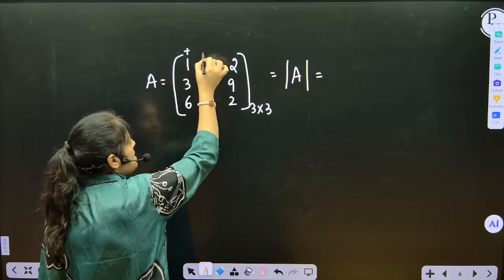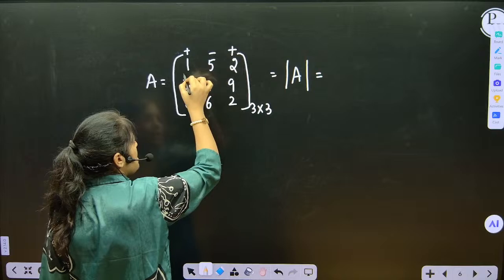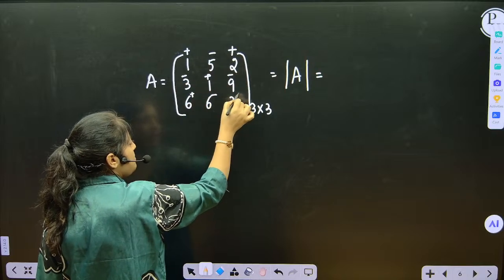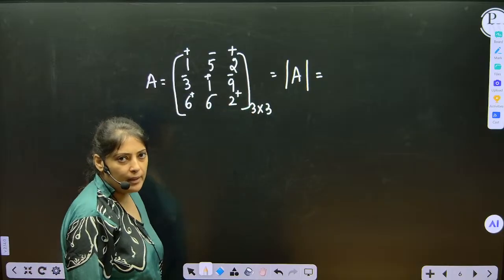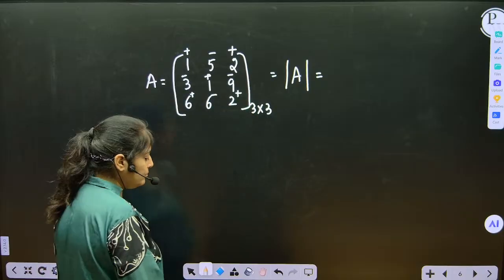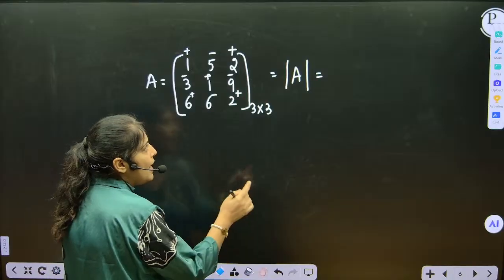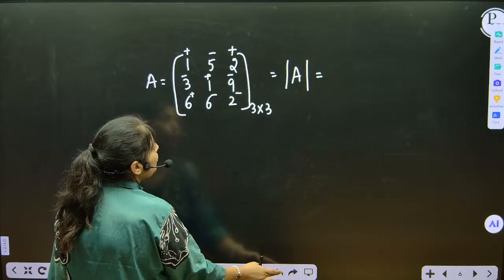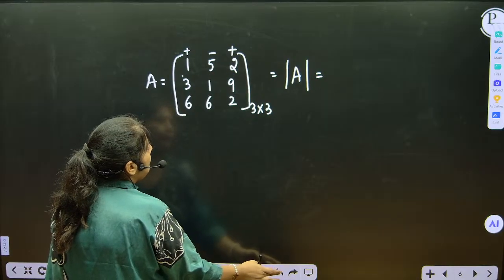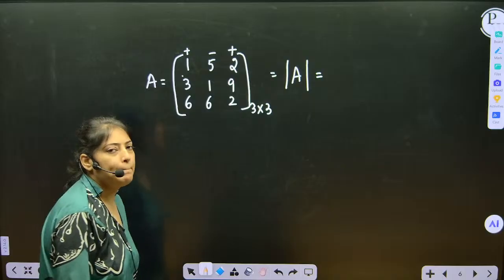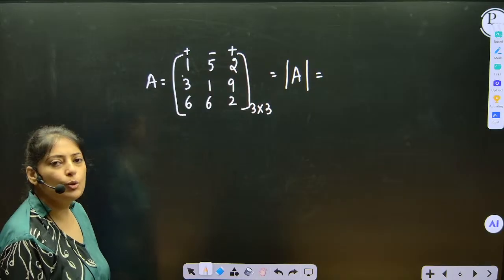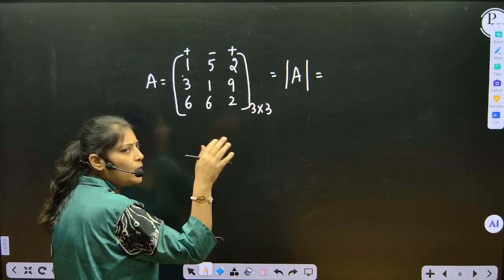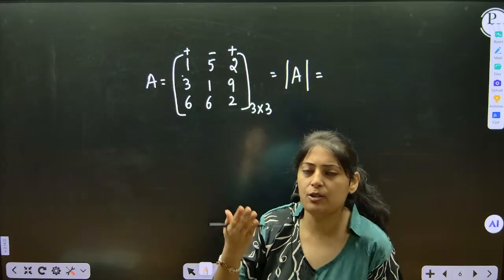First plus, minus, plus, minus, plus, minus, plus. Alternatively, I have taken... okay. So I'm erasing this now because I'll expand only through the first row. Tomorrow I'll explain how we expand through columns also.